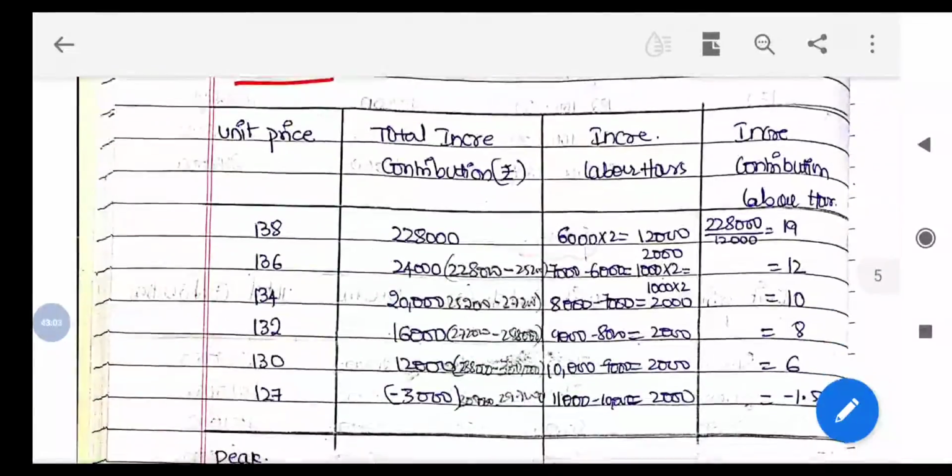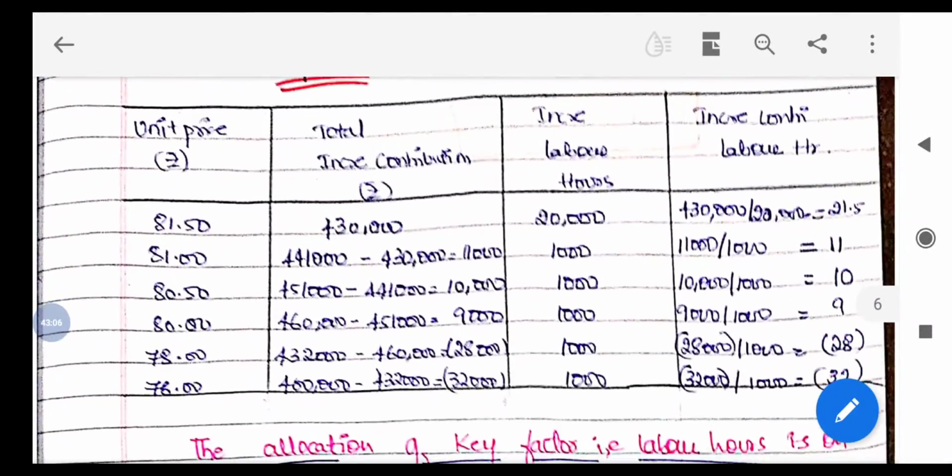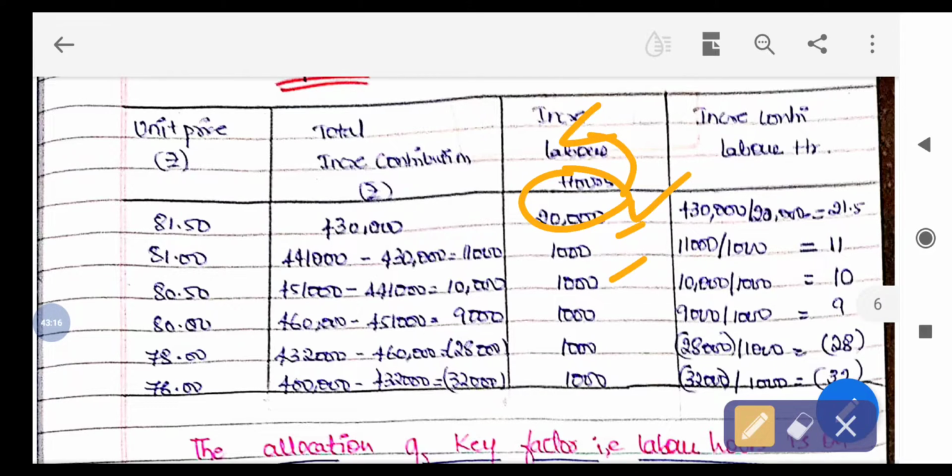So the incremental value is the incremental level. The first is 20,000. This is the basis, as we don't have anything previously, so 20,000 will be taken. In the remaining all, 1,000 has increased. Now simply divide 4,30,000 by 20,000, which is 21.5. 11,000 by 1,000 means 11. 10,000 by 1,000 means 10. 9,000 by 1,000 means 9. Minus 28,000 by 1,000 means minus 28. Minus 32,000 by 1,000 means minus 32.